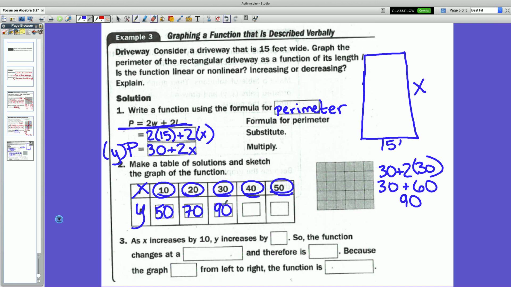Plugging in 40 now for x. So I have 30 plus 2 times x is 40. 30 plus 2 times 40 is going to be 80. 30 plus 80 is 110. Again, if you still need that work, that's no problem. Just go ahead and pause the video real quick while you get it copied down.